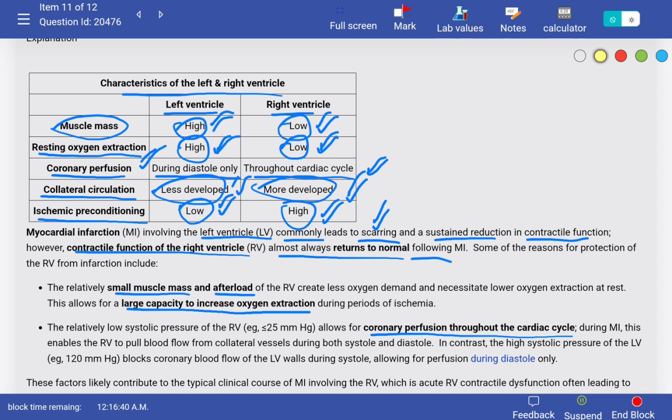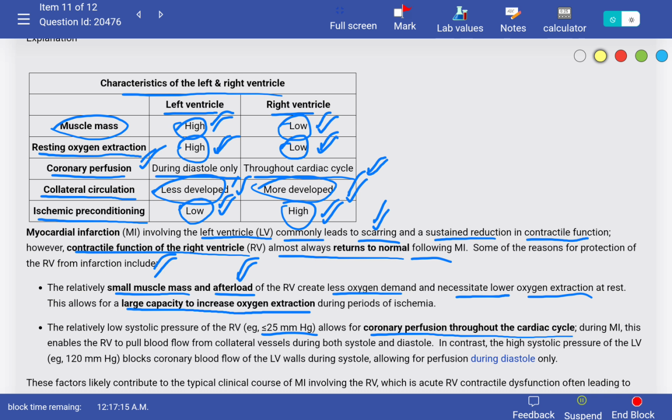Okay, so let us see some of the reasons for protection of the right ventricle from infarction. They include relatively small muscle mass, as I mentioned, and with that less afterload of the right ventricle creates less oxygen demand and necessitates lower oxygen extraction at rest. This allows for large capacity to increase oxygen extraction during periods of ischemia. The relatively low systolic pressure of the right ventricle, less than or equal to 25 mm of mercury, allows for coronary perfusion throughout the cardiac cycle.